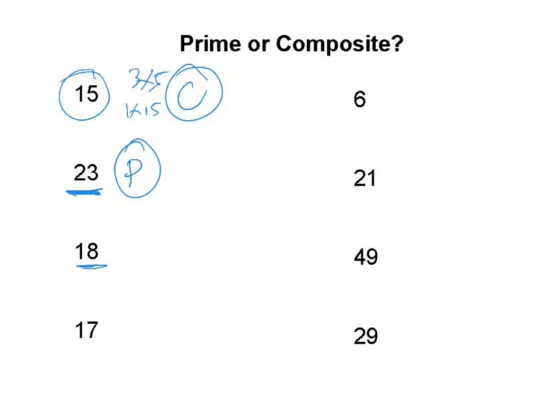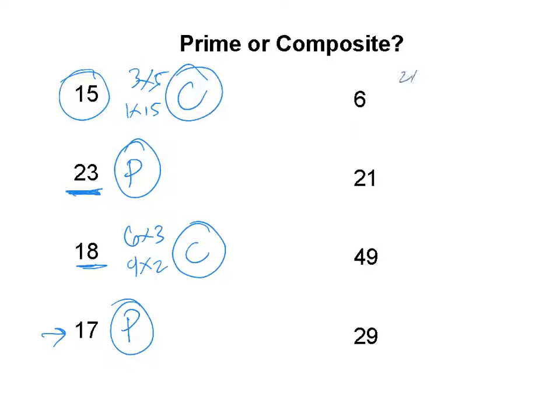How about 18? Can you think of any? I can. 6 times 3, 9 times 2. So that one has a whole bunch of factors, so we're going to call it composite. Can you think of any numbers that multiply together to give us 17? I can't, so that's prime. How about 6? 2 times 3 works. 1 times 6 works. That one has 4 factors, so we call it composite. How about 21? Say it out loud or in your head. That one's also composite because of 7 times 3, and 1 times 21.